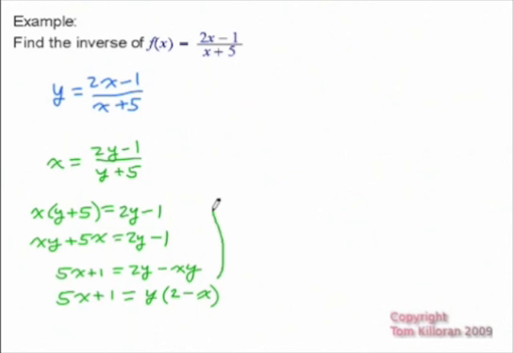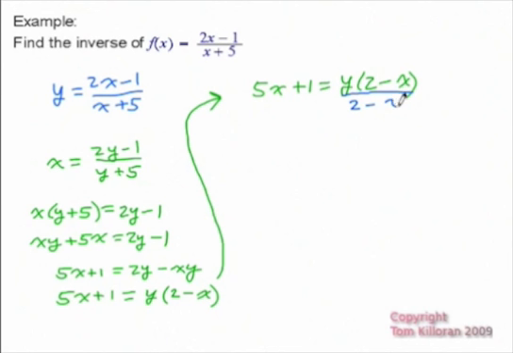Alright, so let me bring my work up here. So we have 5x plus 1 and y times 2 minus x. Now, to solve for y, we're just going to divide both sides by what's next to it. In this case, 2 minus x. Alright, and then finally we're going to have y is equal to 5x plus 1 over 2 minus x.